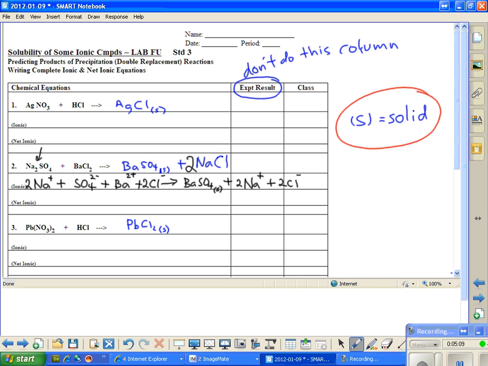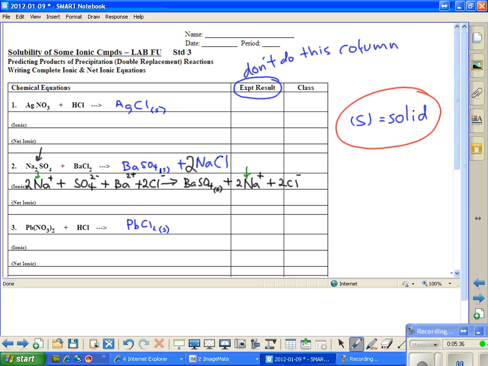Now, because we are writing a net ionic equation as our next thing, we want to get rid of everything that has the same ion and the same quantity on 2 sides of the equation. So let's start with our sodium. We see 2 sodiums here on the left. We see 2 sodiums here on the right. We're not going to use them.